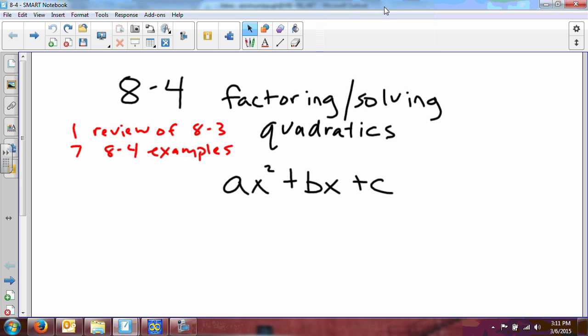Let me minimize this. A-4, the biggest thing is our A value in A-3 was always 1. In A-4, it's going to be a different number. So I'm going to do one example of A-3, or you can just go back and watch the A-3 video. Now I'm going to do some A-4 examples.